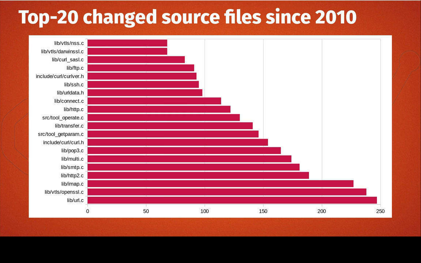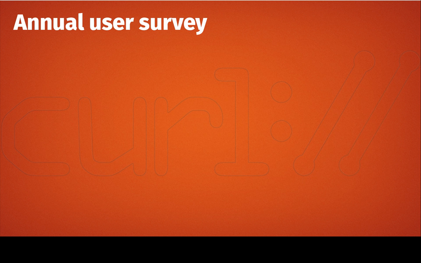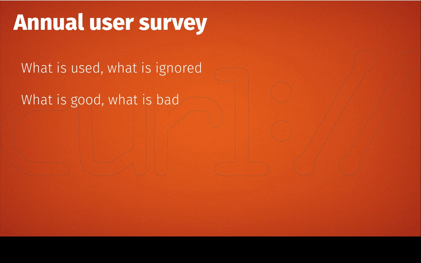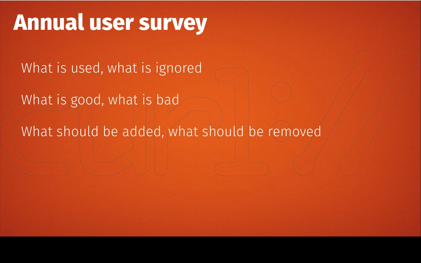So the annual user survey that I try to put up every year, I just wanted to bring back some memories. It's really hard to know what people are thinking, using, doing with curl, since we don't really know what people are doing, who's using it or what they do with it. So we ask people, and amusingly enough, it's sometimes hard to trust what people are actually answering, because do they really know? They just answer something.